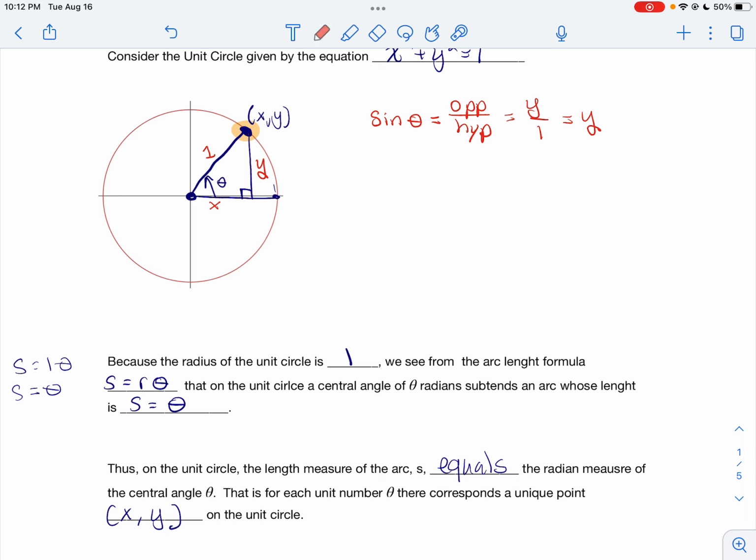All right, let's say I now want to find cosine of theta. Well, recall cosine of theta is the adjacent side divided by the hypotenuse. So looking at theta, x is the side adjacent to theta, and 1 is still the hypotenuse. So that would be x over 1, which is simply x. So that tells us the x value corresponds to the cosine of an angle if that point (x, y) is on the unit circle.